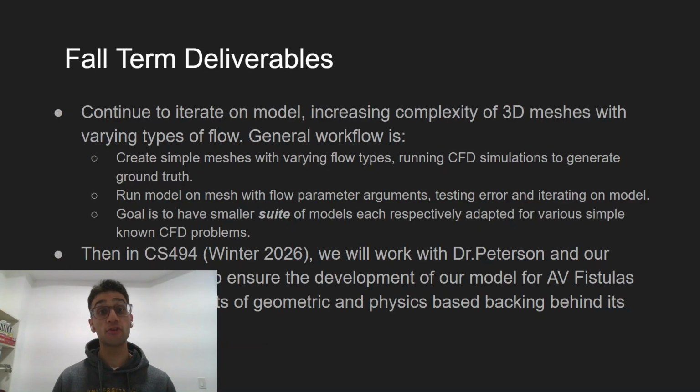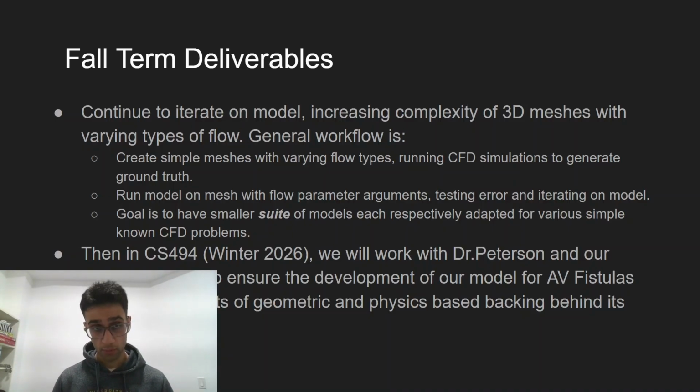Now let's talk about our fall term deliverables. Here for the fall term, we're going to be taking, all of us, the CS494, or part 2 of this course, in winter 2026. So our goal for the fall is to work and build a strong base, so in the final 4 months of this, we can really build something really cool. So for the next 4 months, we want to continue to iterate on our model, increasing the complexity of 3D meshes with varying types of flow.